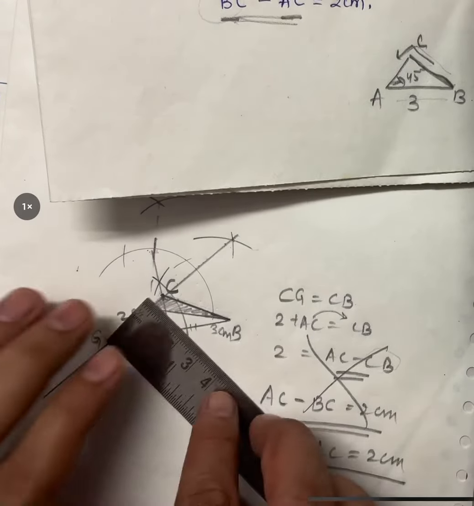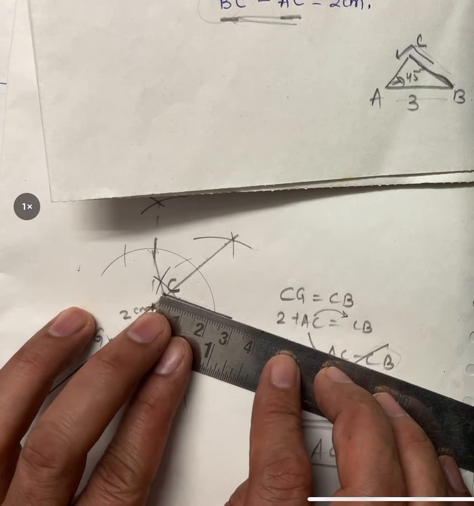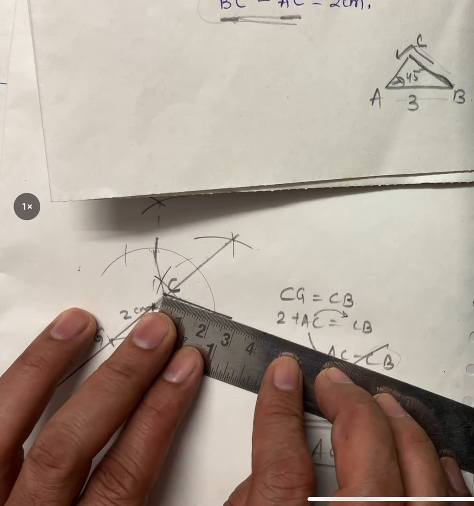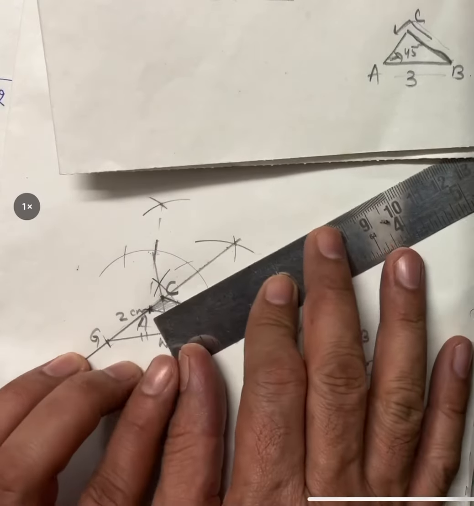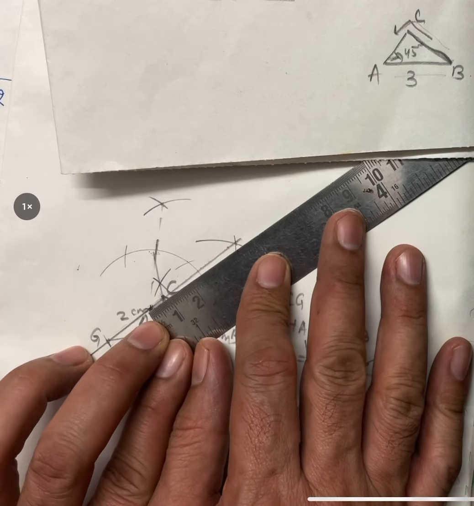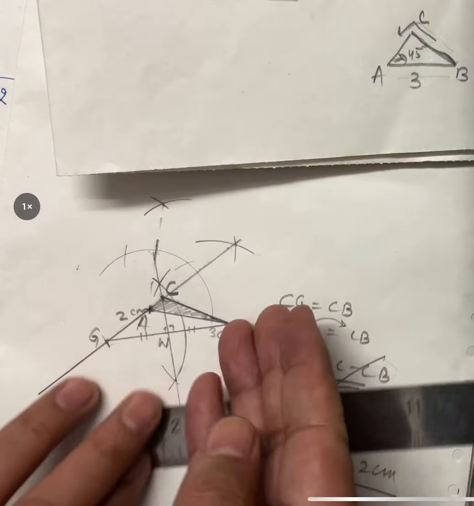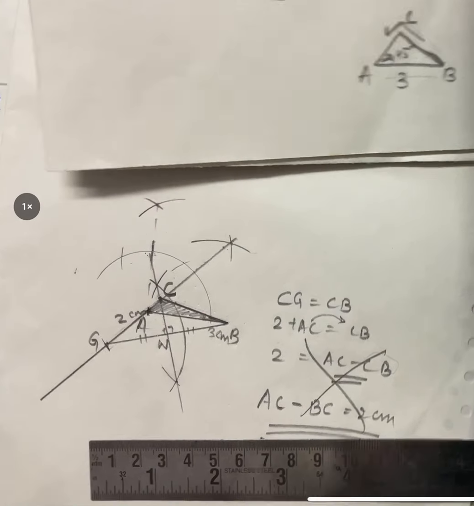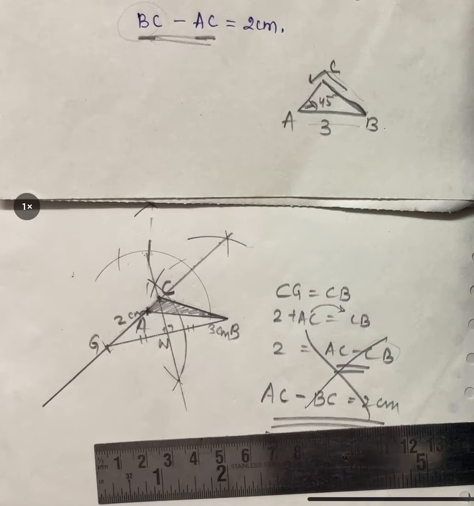You can check also. Let's see. This side BC is roughly 2.7 centimeters. And this side is roughly 0.7 centimeters AC. 2.7 minus 0.7 will be 2 centimeters. Hence this construction. So these were the two important kind of constructions that you should be aware of.